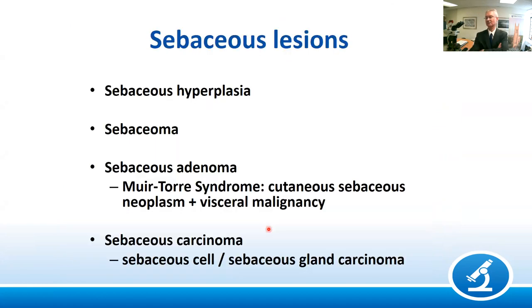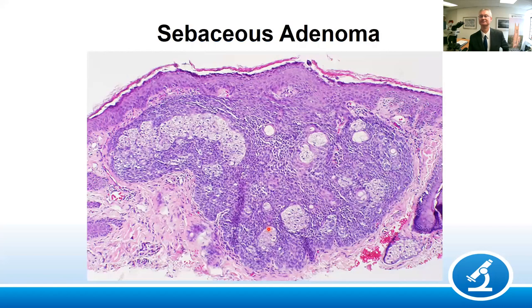Okay, sebaceous lesions, we can probably talk for the entire hour on these. I showed you a case of sebaceous hyperplasia earlier, sebaceoma and sebaceous adenoma. Beware, of course, of the Muir-Torre syndrome, where you get a cutaneous sebaceous neoplasm and a visceral malignancy. Here's a case I had of the eyelid recently. Patient was evaluated, had colon cancer. Why is this a sebaceous adenoma? You see the sebaceous cells surrounded by bland, more benign type periphery of these basal type cells.